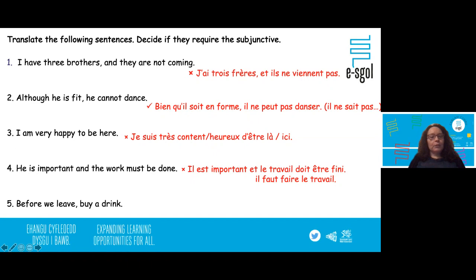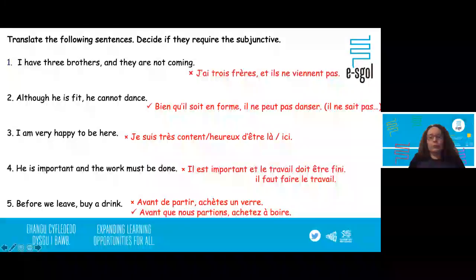And numéro 5, before we leave, buy a drink. So there are 2 ways of doing this one. So without the subjunctive, avant de partir, achète un verre. So we can use the infinitive after avant de. Or, avant que nous partions, there's the subjunctive, acheter à boire.